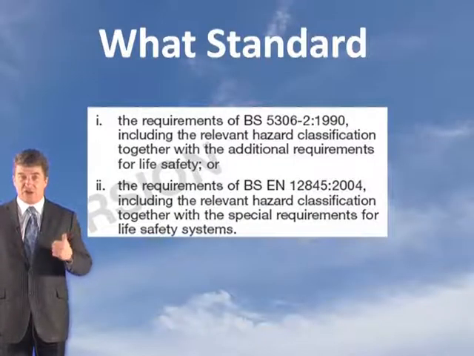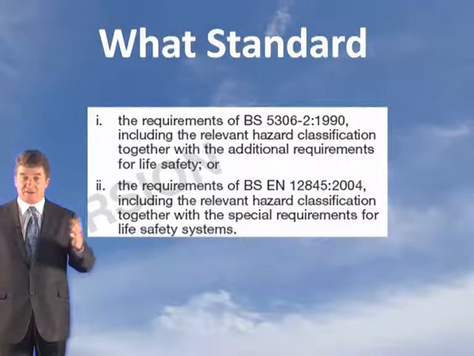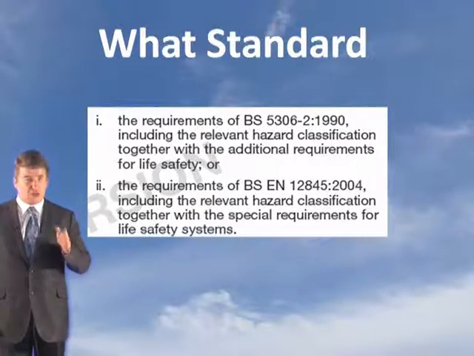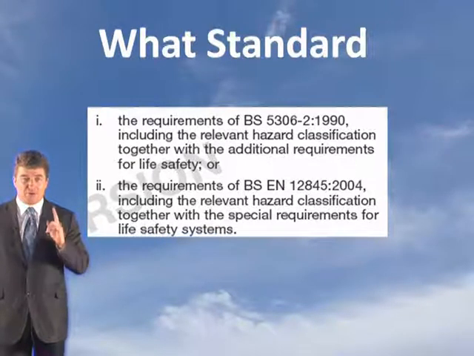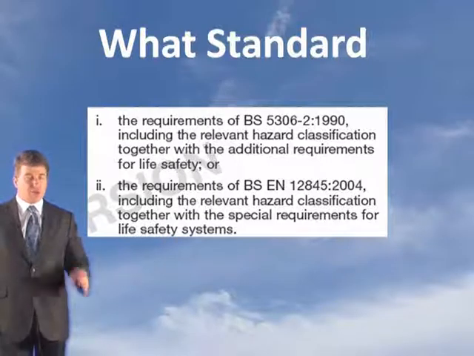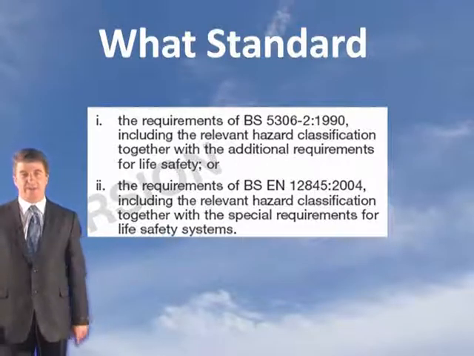Now, for non-residential buildings or dwellings which are outside the scope of BS 9251, you can either meet BS 5306 Part 2 or the new one, because BS 5306 is going, it's BS EN 12845:2004. And that includes the relevant hazard classifications together with the special requirements for life safety systems. So that's what we're moving to, a European standard.